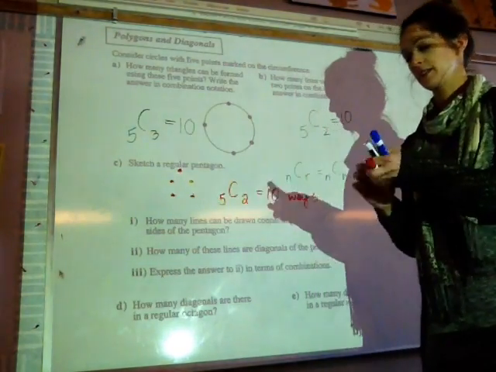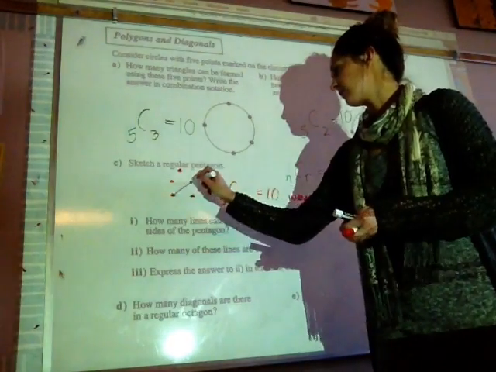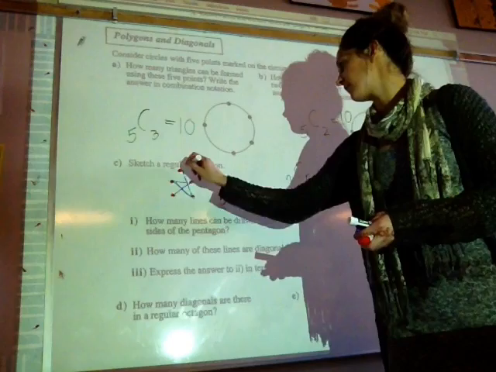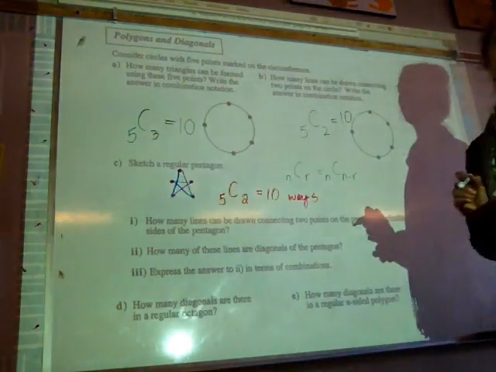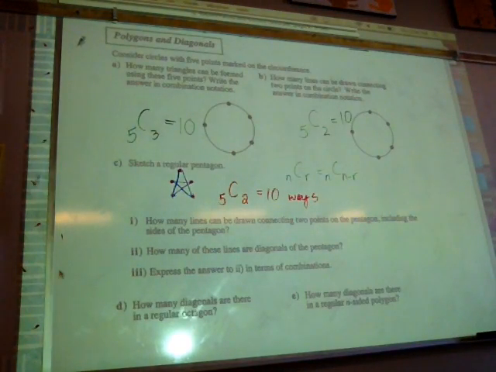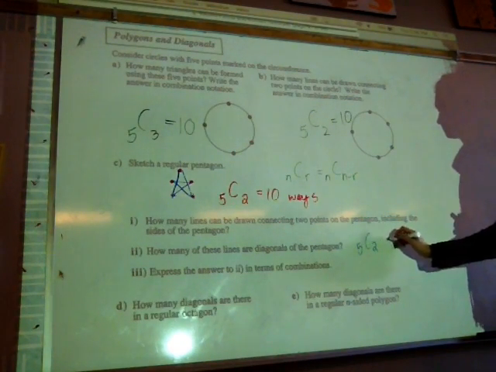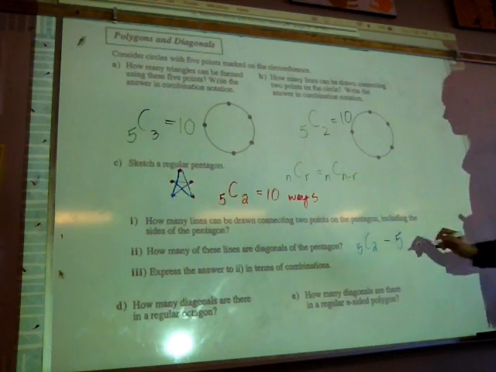I'm just going to draw these out for you. Okay, so we have 1, 2, 3, 4, 5. Make a nice little star. Okay, so 5 lines are diagonals. And basically we're going 5 choose 2, minus 5 in this case.